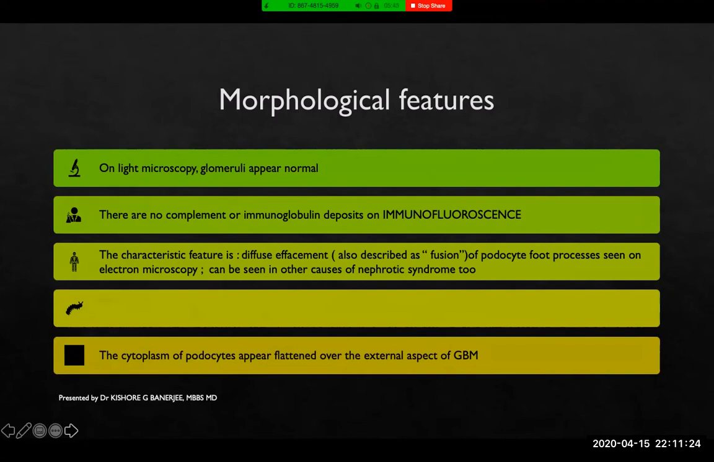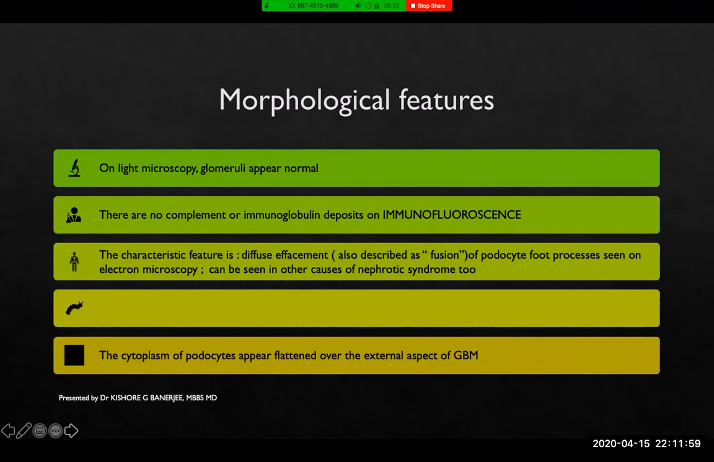Morphologic features: as the name implies, minimal change is seen on light microscopy, basically in the glomeruli, because it's a glomerular disorder. Nephrotic syndrome is a manifestation of glomerular damage. So in this disease, the glomeruli appear apparently normal on light microscopy. Because in glomerular disorders, we usually do three things: one is light microscopy evaluation, another is immunofluorescence evaluation, another is electron microscopy evaluation.